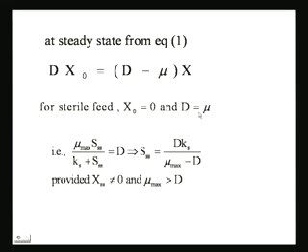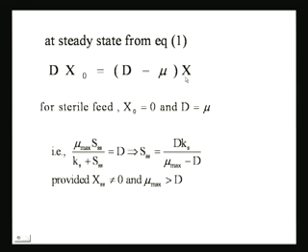Now, mu is a specific growth rate, remember. So, it goes as mu max times s over Ks plus s, which equals the dilution rate. So, if you have a fixed dilution rate, what this means is, for a sterile feed, for the system to have any sort of meaningful solution, your steady state substrate concentration has to be this. You see what I am saying? Why is that? Because if x naught is 0, then D minus mu times x is 0.